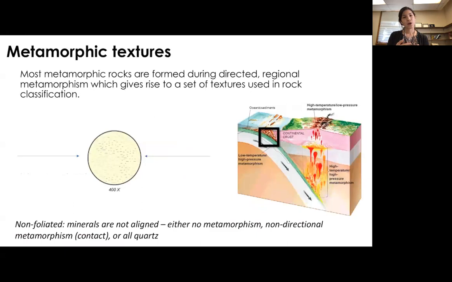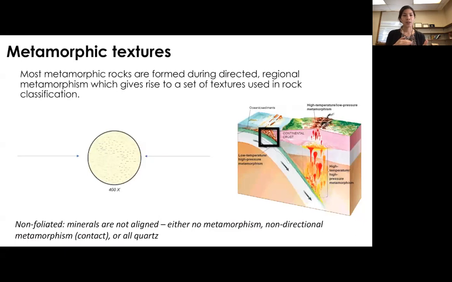So we can see that occur as we look at the metamorphic textures. So we'll go through metamorphic textures starting from non-foliated to highly foliated. Most of the metamorphic rocks that we see are formed during this directed regional metamorphism. So the degree of foliation is going to be fairly important in determining how to name metamorphic rocks and how to interpret metamorphic rocks.